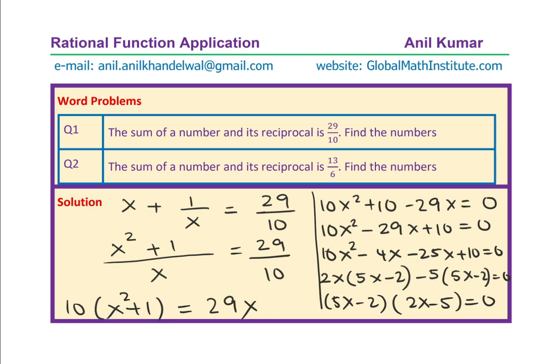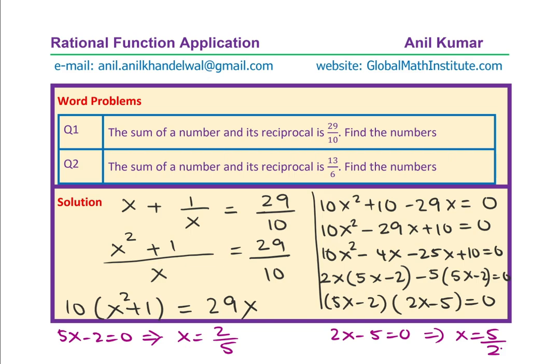You can now write down the answer, right? The first factor, 5x minus 2 equals 0, gives you x equals 2 over 5, correct? The other factor, 2x minus 5 equals 0, gives you x equals 5 over 2. You can see these are reciprocals also, right?